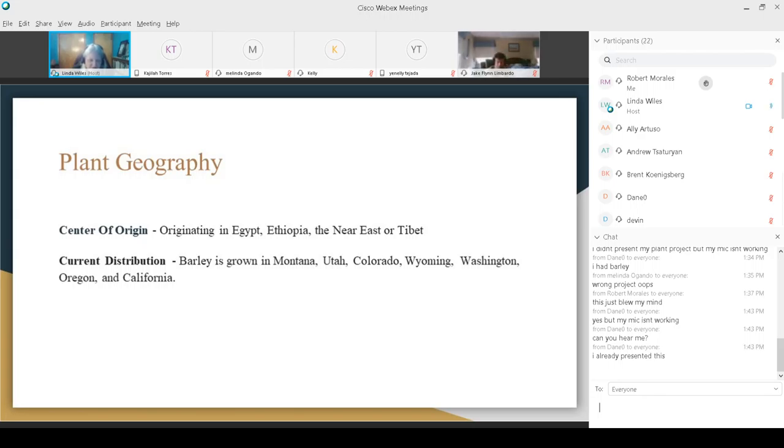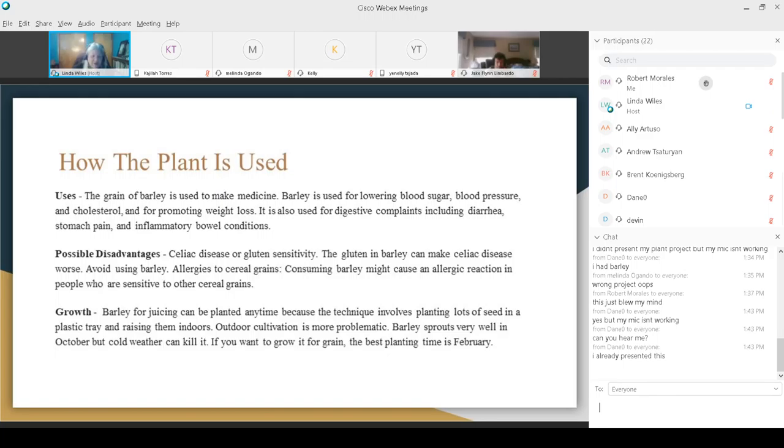So you went from something from the Arabian Peninsula, Africa area, and into what is now more of a worldwide crop, specifically in the U.S. It's being grown in the central U.S. and west. So how the plant is used.